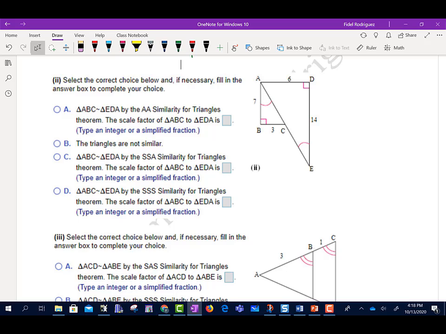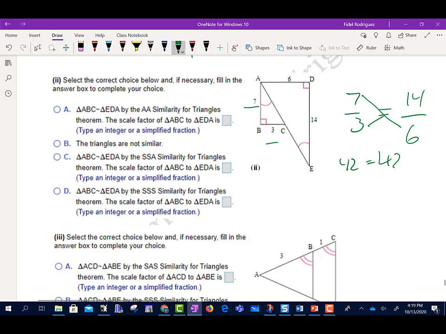All right. So let's take a look at the next one here. And it says, we're trying to figure out if they are similar. Okay. So let's see if they're similar. So if I take the ratio of 7 to 3, 7 over 3, is that going to be the same as the ratio of 14 over 6? Okay. And again, I can cross multiply. So 3 times 14 is 42, and 3 times 6, also 42. So they appear to be, okay.